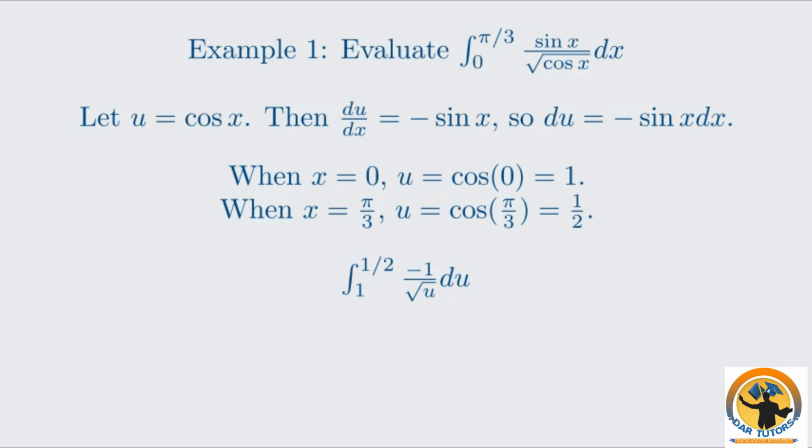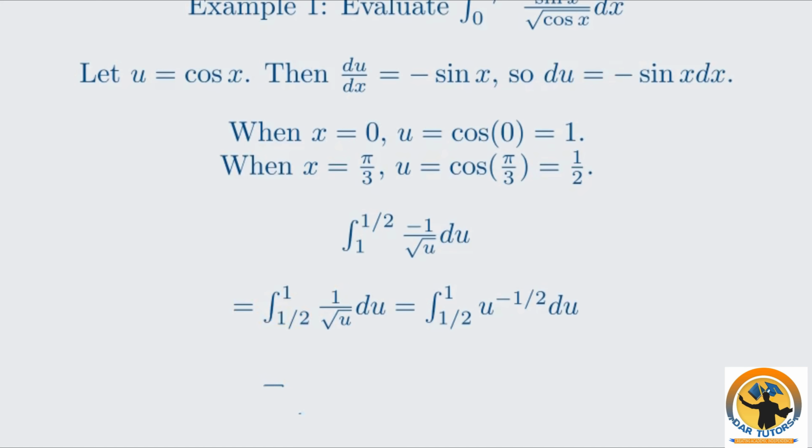We can use the property that swapping the limits of integration changes the sign of the integral. So, this is equal to the integral from 1/2 to 1 of u to the power of negative 1/2 du. Now we can integrate. The power rule for integration states that the integral of u to the n is u to the n plus 1 divided by n plus 1. Applying this, we get u to the 1/2 divided by 1/2, which simplifies to 2 times the square root of u, evaluated from 1/2 to 1.